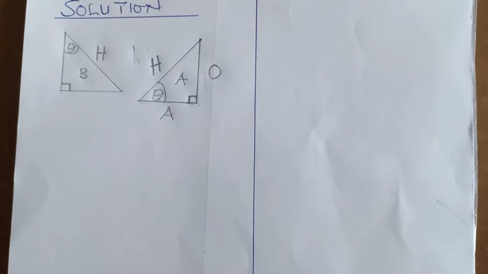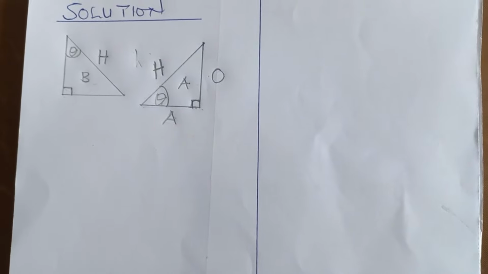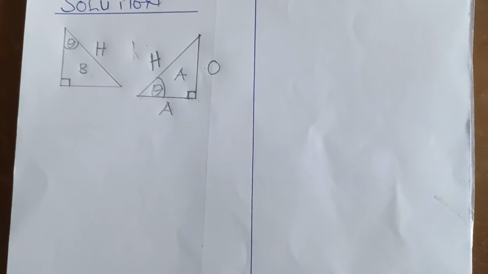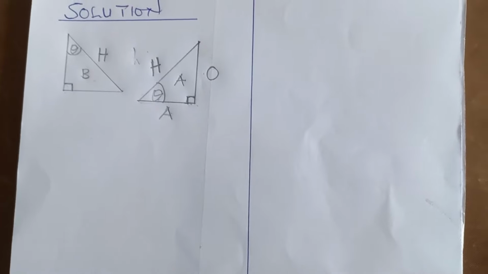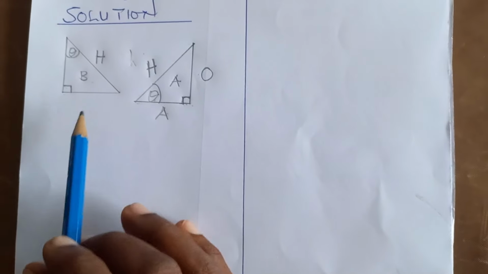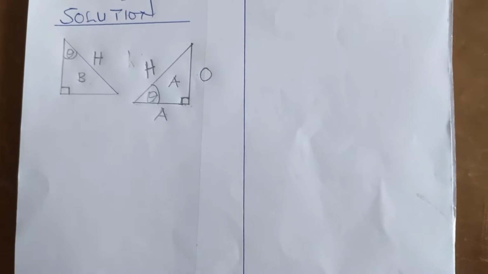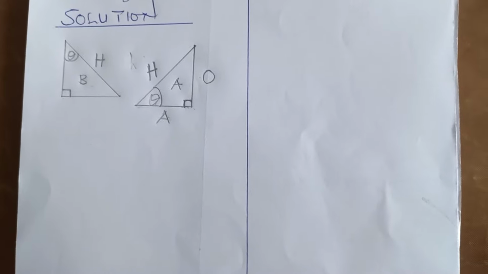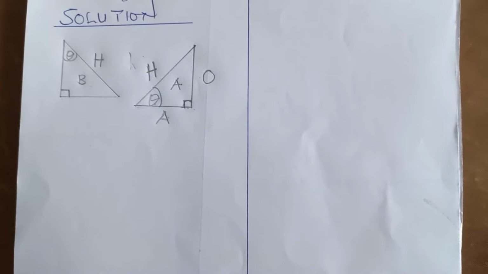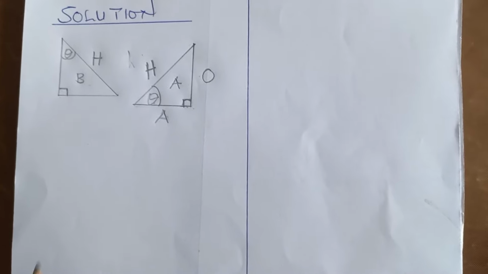So now we can name the other sides aside from the hypotenuse. Now we can say that the side which is directly opposite the given angle that we named theta is called opposite.